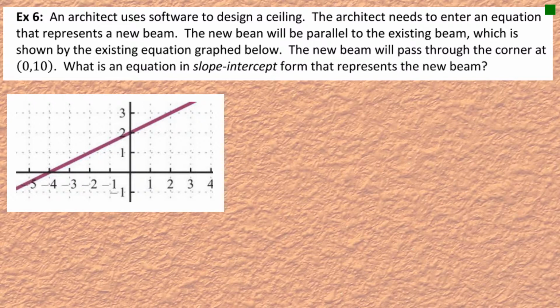The new beam has to pass through (0, 10). So I have a point, which is (0, 10), that the new beam has to go through. And the slope is parallel. Well, we know that parallel slopes are the same, so the slope has to be the same. We learned way back in junior high how to find the slope from this graph. You just make the little triangle. It's rise over run. So my slope is 1 over 2. That's it. My slope is 1/2.